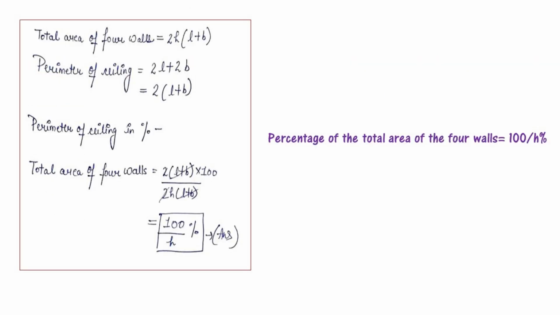Now solving this question. The total area of the 4 walls is 2H multiplied by (L plus B). The perimeter of the ceiling is 2L plus 2B, that is 2 times (L plus B). Now the perimeter of the ceiling as a percentage of the total area of the 4 walls is 2(L plus B) divided by 2H(L plus B), into 100. That will come to 100 by H percent. So the percentage of the total area of the 4 walls is 100 by H percent.